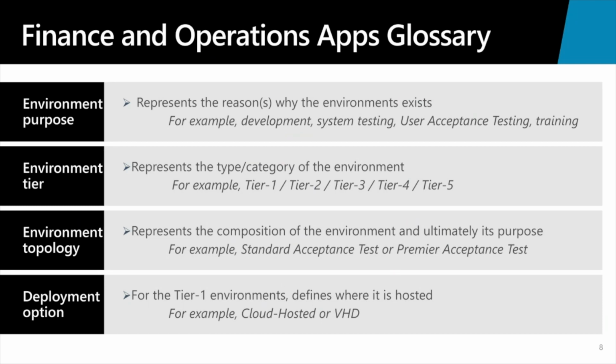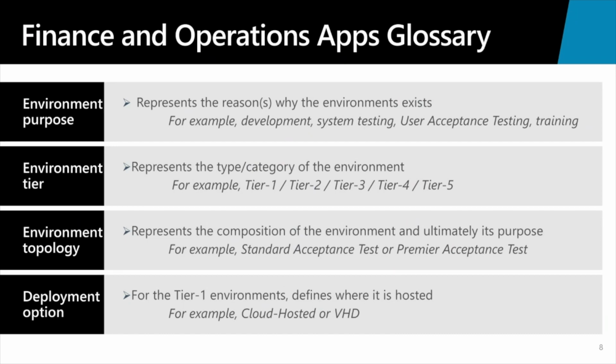The first one here is environment purpose. That environment purpose represents why an environment exists. The examples are development, system testing, user acceptance testing, training, and so on. Each one of your environments is assigned a tier, and the tier defines the properties of that environment. And we have 5 different tiers, tier 1 through tier 5.